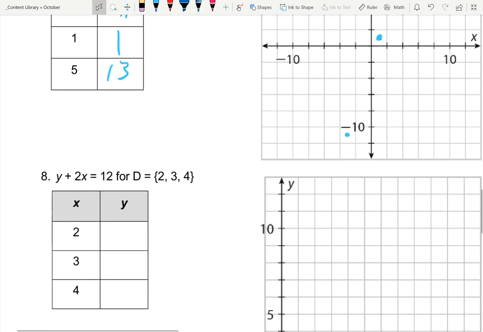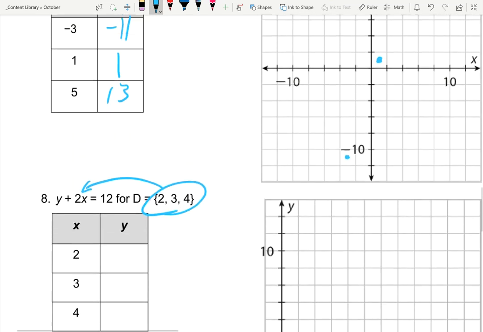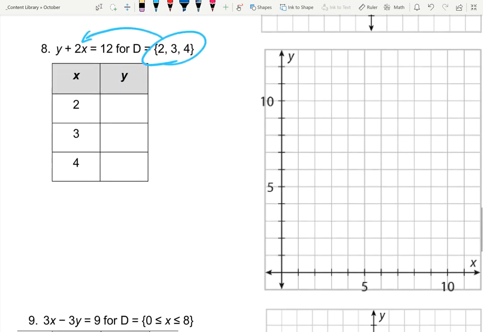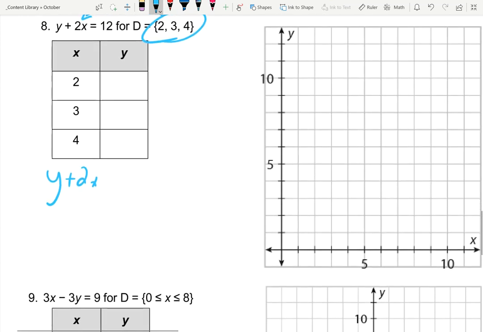It's discrete, not continuous. Okay, now number 8, a little fancier because we don't have a function where y is really by itself yet. We know we're plugging in these numbers for x. However, it's not as simple as the first problem where we had y equals or f of x equals already. So what I'm going to do first, we have y plus 2x equals 12, is I'm going to try and get the y by itself.